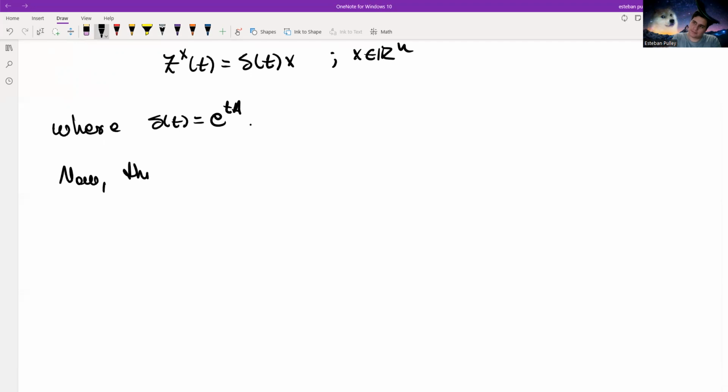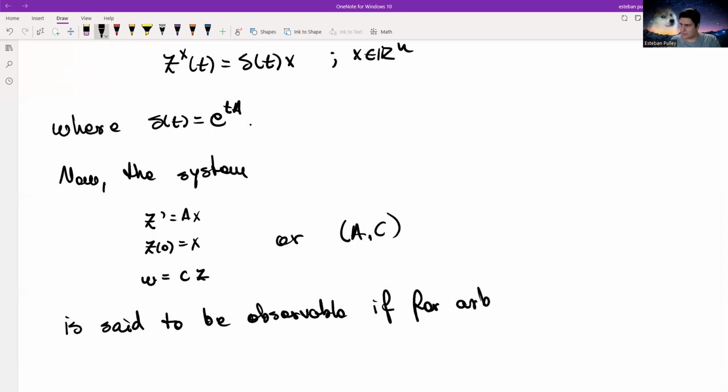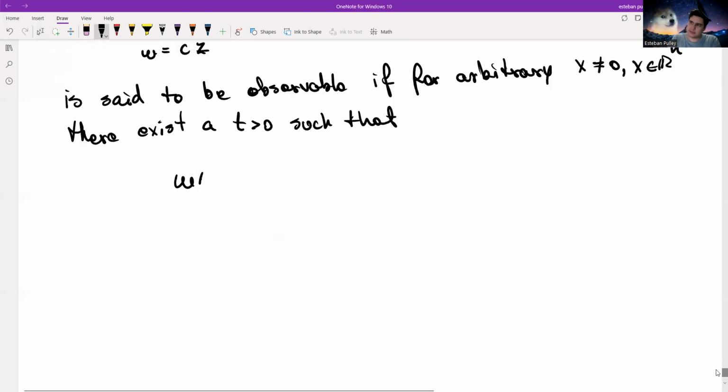Now the system x prime equals Ax with initial condition and the observation relation, or simply denoted by this pair (A, C), is said to be observable if for arbitrary x0 different from 0, x0 an element of Rn, there exists a t positive such that w(t) equals C e to the power of At x0, and this is different from 0.